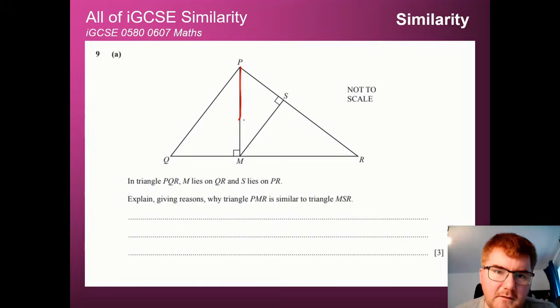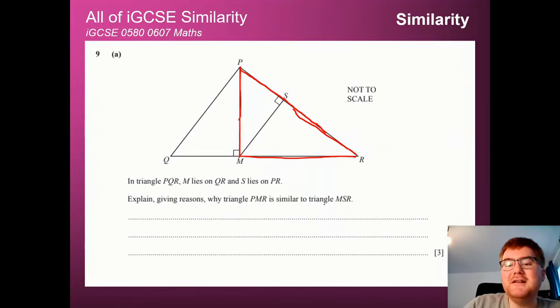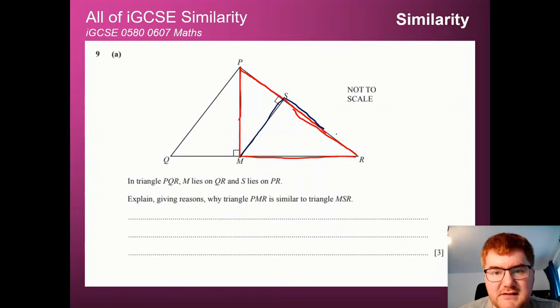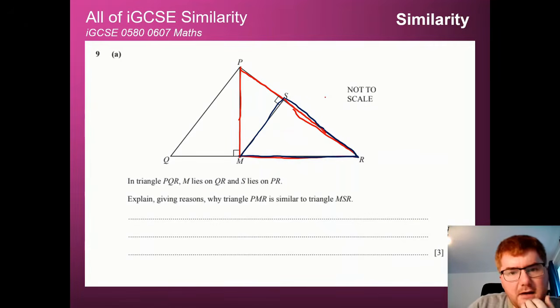Okay, well, we've got this. This is our PMR. Oh, a little bit on the wobbly side. It's fine. Saved it. There we are. Is similar to triangle MSR. Okay, so that's the smaller triangle inside. And we need to find out why they are similar. Okay. You can't just put they're contained within each other. That doesn't work. Right, so PMR is equal to MSR.